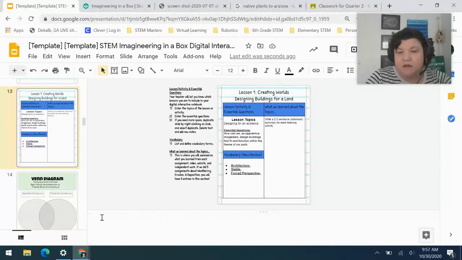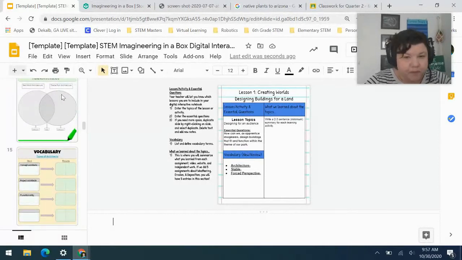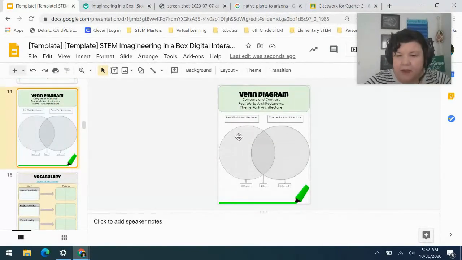The vocabulary terms here are architecture, stable, and forced perspective. I'll go into forced perspective in just a second, but I want to get into the Venn diagram. The Venn diagram says a real world architect has to do with the functionality and the necessity of the user. Somebody building a house: what do they need? What does that user need inside that house?